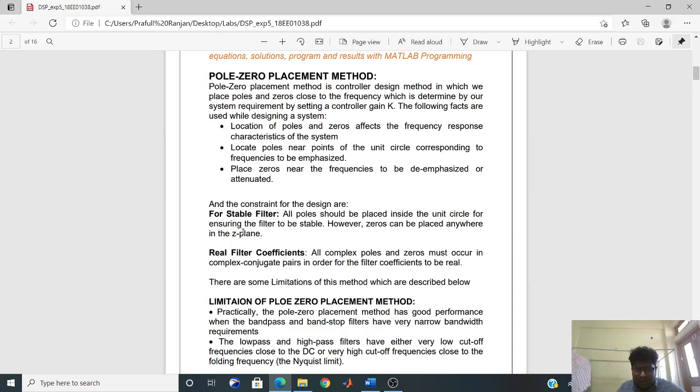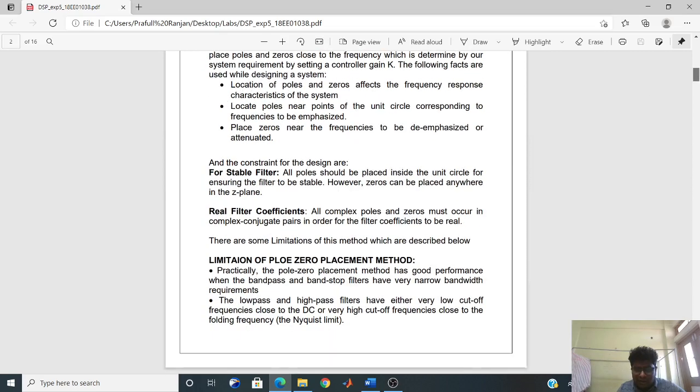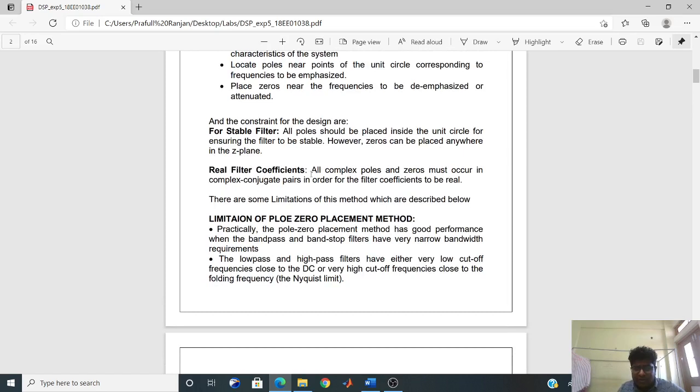And these are the constraints for a real filter and for a stable filter. All poles should be placed inside the unit circle to ensure the filter is stable. However, zeros can be placed anywhere in the z plane. And for real filter coefficients, all complex poles and zeros must occur in complex conjugate pairs in order for the filter coefficients to be real.